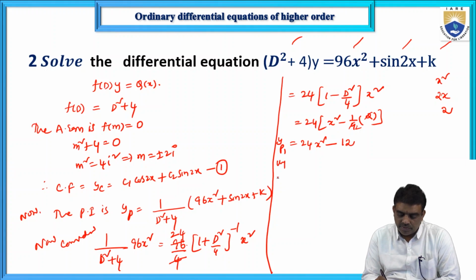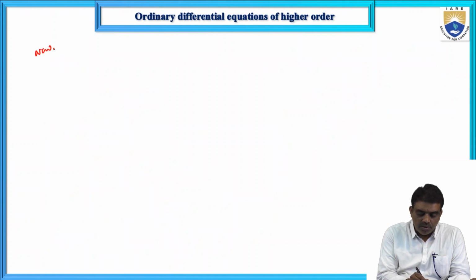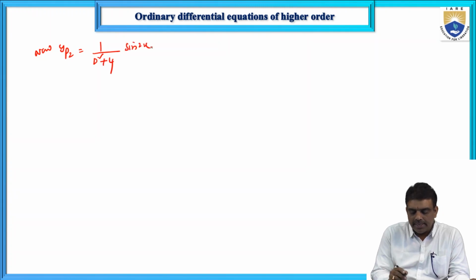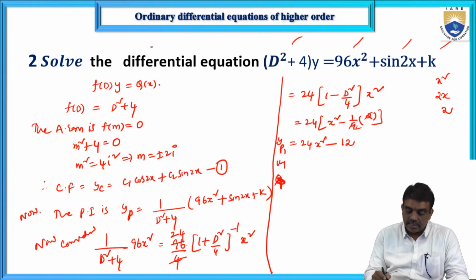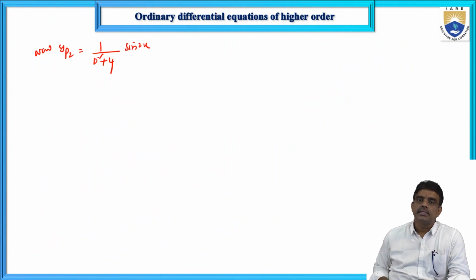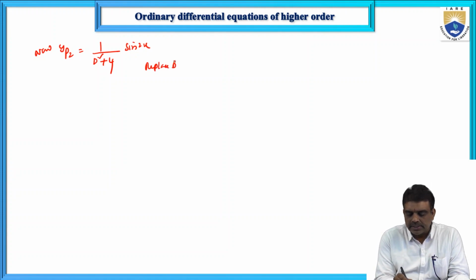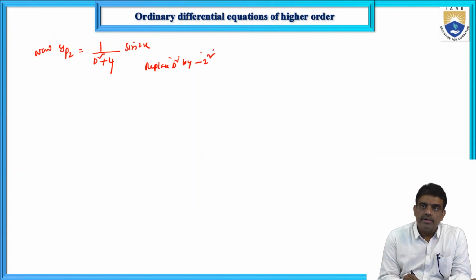Similarly, what is yp2? Again I will write here. yp2 is equal to 1 by D square plus 4 of sine 2x. The second term is sine 2x. If we replace D square by minus b square, that is minus 2 square, then it will be 0.